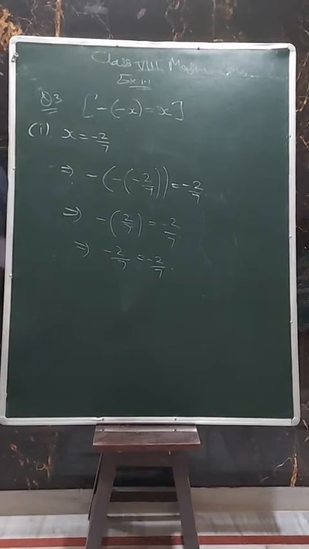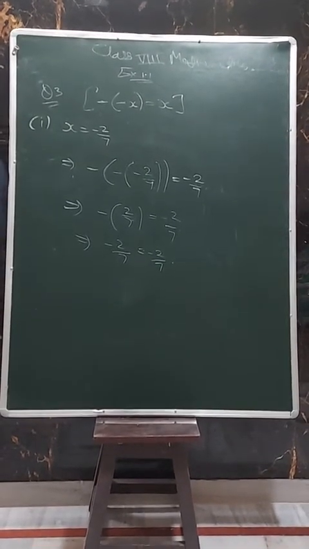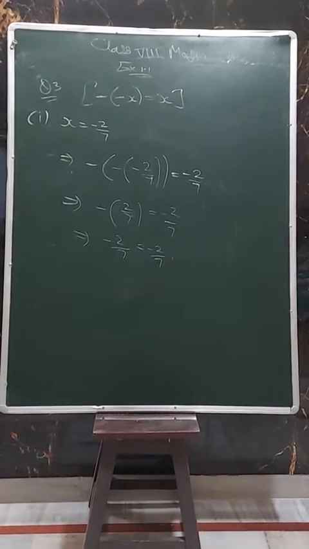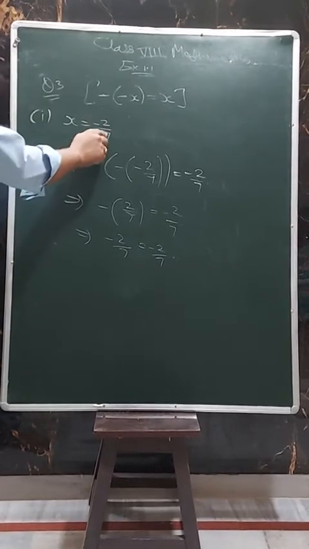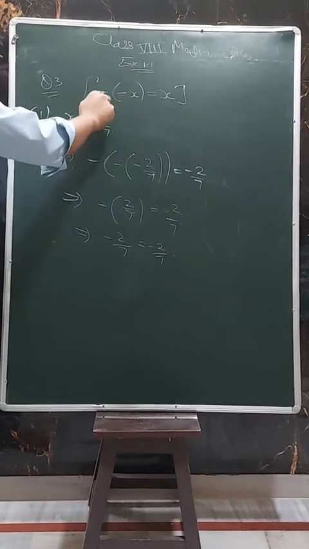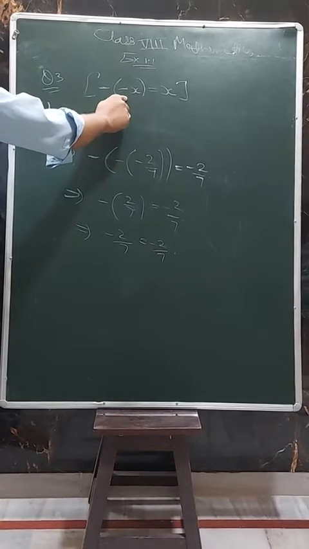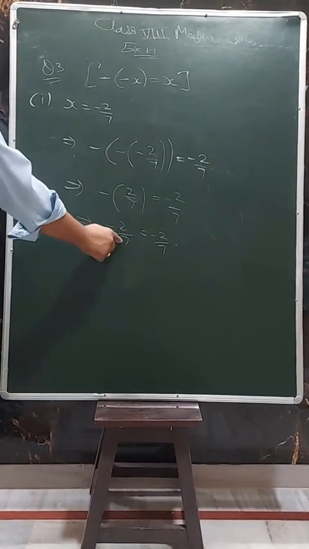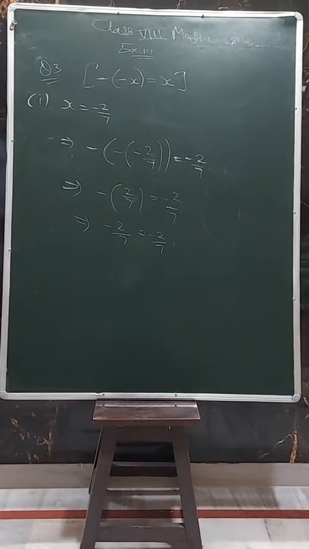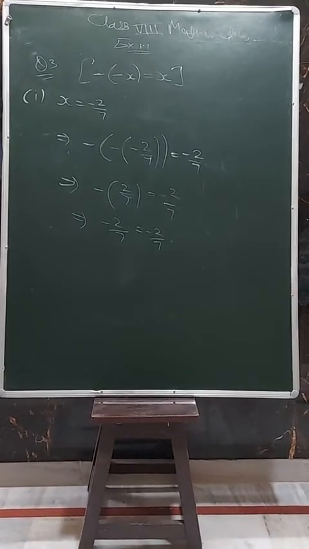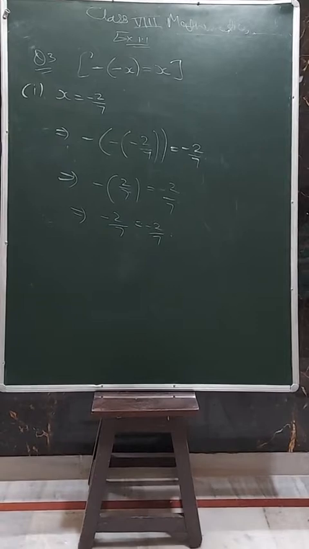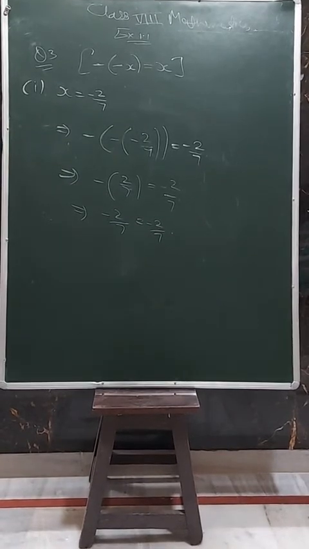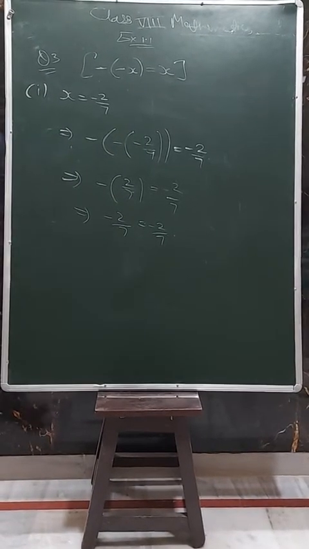Very easy question. Simply we have to put the value of x in the given question. The value of x is minus 2 upon 7. Here we have to put it; 2 minus are already in the formula. One more minus is there. Minus will be plus and minus will be again minus 2 upon 7. Similarly, a second part is there, which is homework. Now the last question for today's class, question number 4.